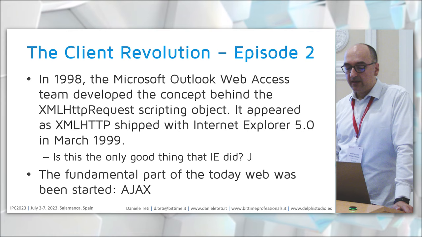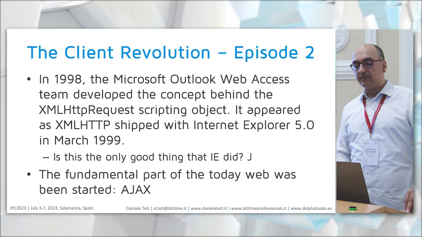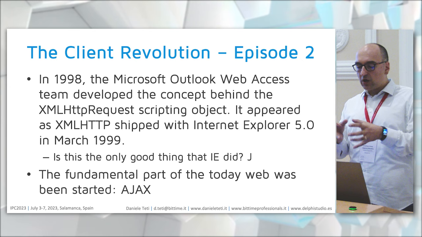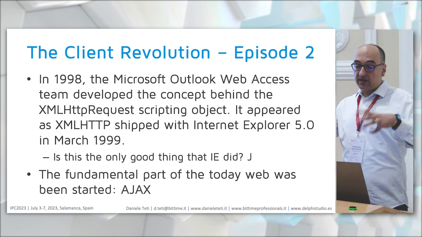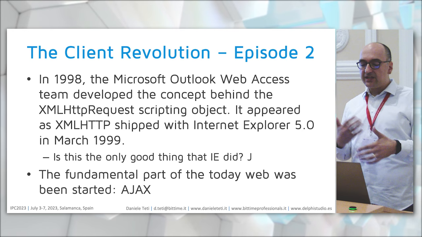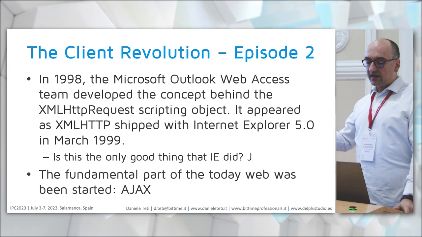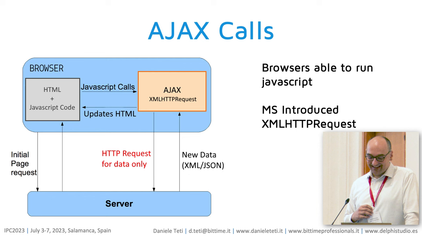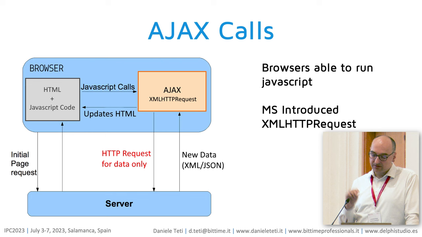Web Revolution, episode 2. In 1998, the Microsoft Outlook Web Access team developed something great. This is a concept that today is recognized as being the grandfather of the XMLHttpRequest. And then it was released in Internet Explorer 5 in March 1999, which may be the only good thing that Internet Explorer did. And this has been the grandfather of a fundamental part of today's web, AJAX.